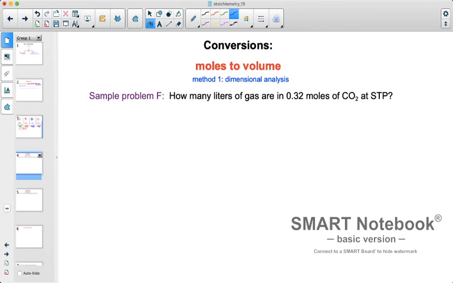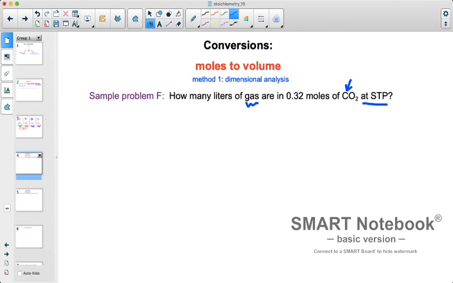Now, it's important to know that carbon dioxide is a gas. They do mention it in the question, and you should always see something about STP. Because we want the temperature and the pressure to be exactly the same, we're going to hold it at this specific standard temperature and standard pressure.